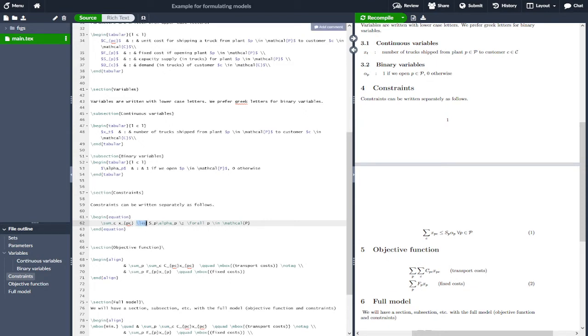Then we state that this is less or equal than, and we write the right hand side of our constraint, which is the product of the supply times the variable indicating whether we are opening the facility or not. Then we have this \; semicolon command, which is a way to create some space in between what we have written before and after these two symbols. And then we have this \forall, P in math called P, for indicating that we impose these constraints for every plant we have in our problem.